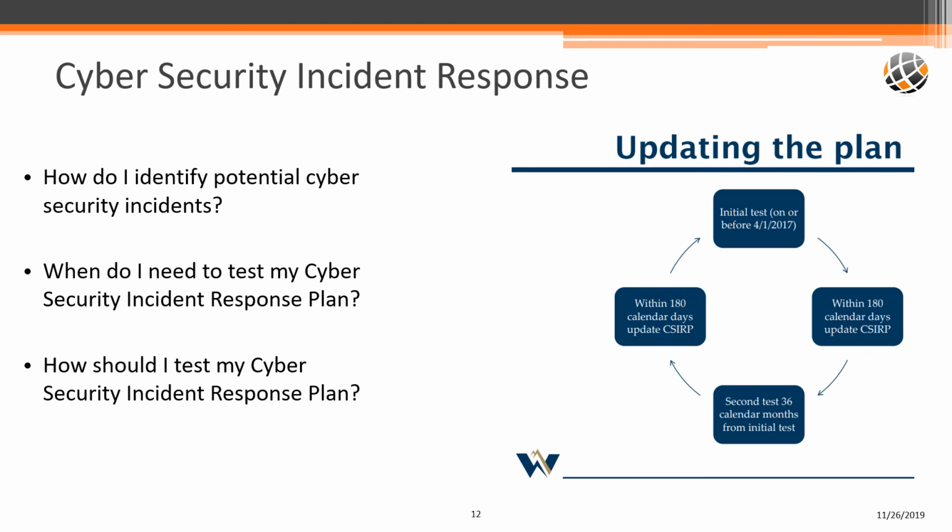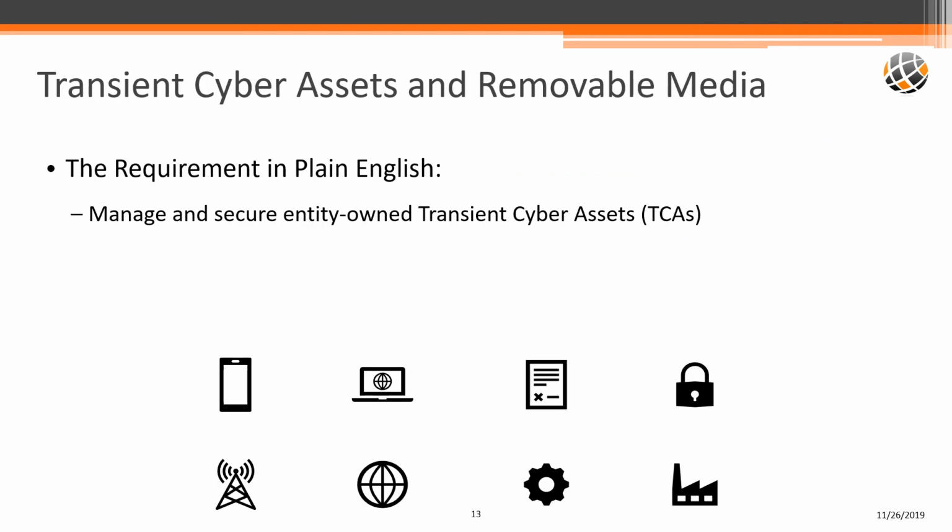In terms of updating the plan, I mentioned we have formal lessons learned requirements. So after you conduct a test or a real incident occurs, within 180 days you need to update your lessons learned and then update the CIP accordingly. All right, on to transient cyber assets and removable media.